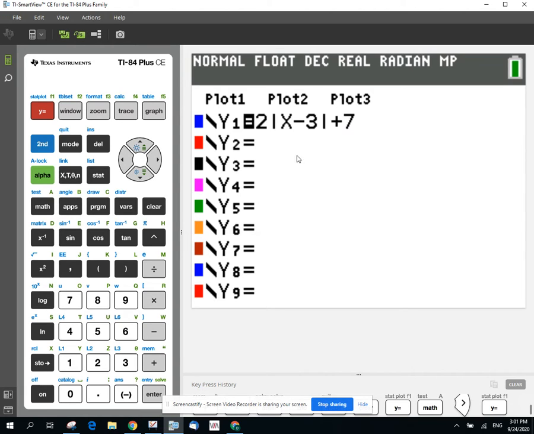But this is what you should have. Again, if you have an older calculator, you might have 2nd, and it'll say ABS, parenthesis. Just put the x minus 3 in parenthesis, and then the plus 7 outside the parenthesis. It functions the same way.